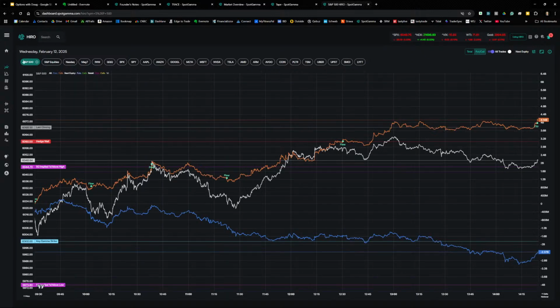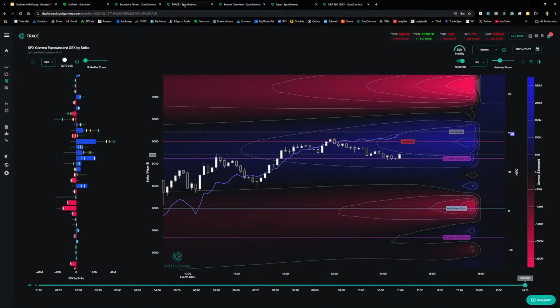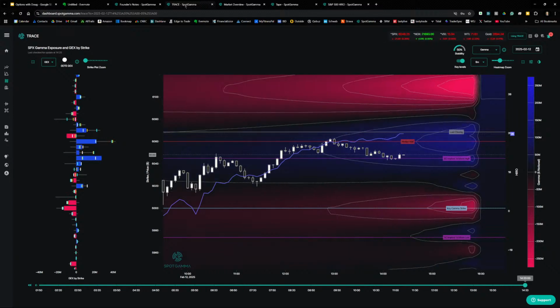All right, back to the S&P 500. All right, let's take a look at Trace now. Okay, yeah. BlackBerry, one of those stocks that was in play several years ago, one of the meme stocks, AMC, GameStop. I think Spotgamma needs to update Hero, get rid of some of those stocks that were meme stocks several years ago, and add more of the current AI and nuclear stocks, stocks that are in play now.